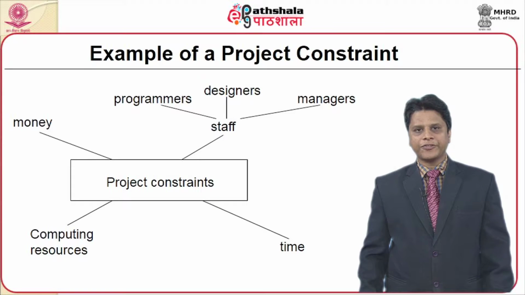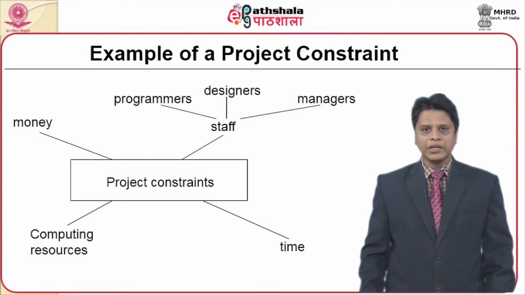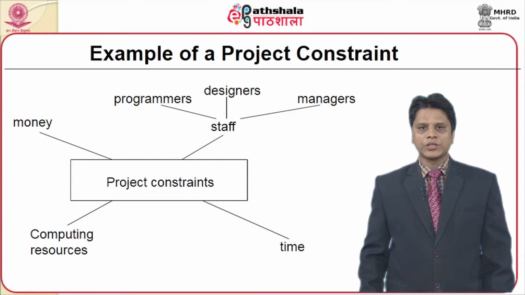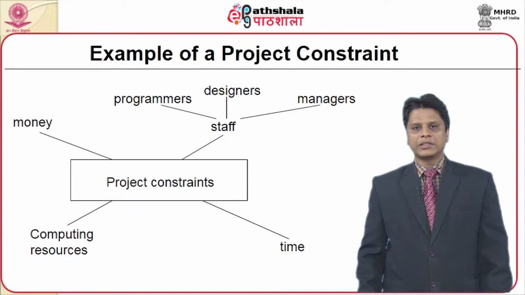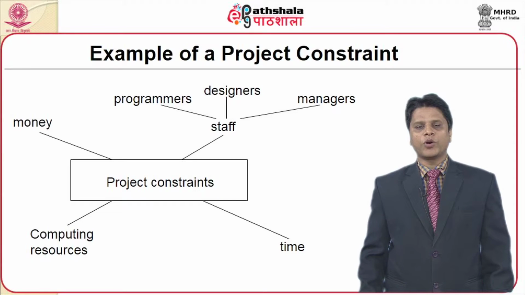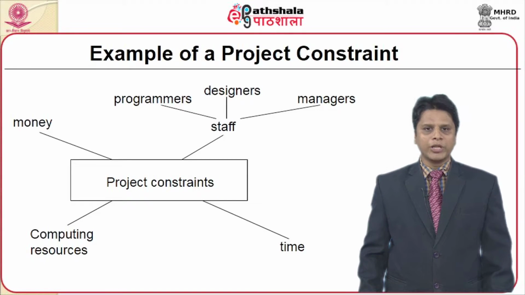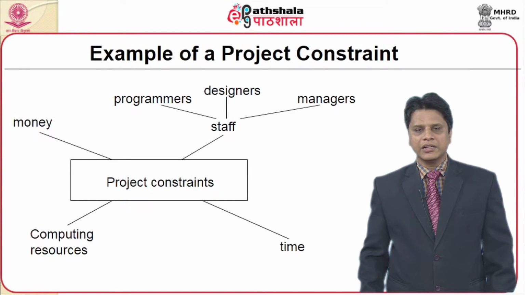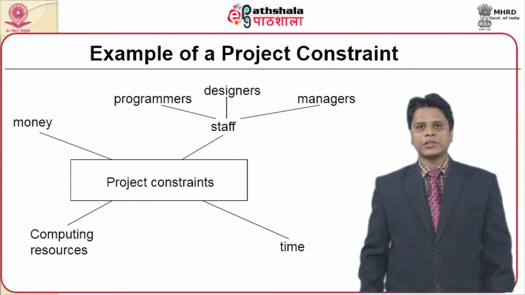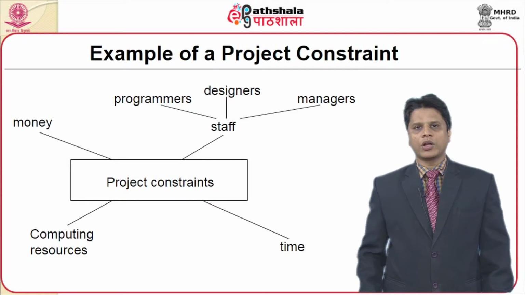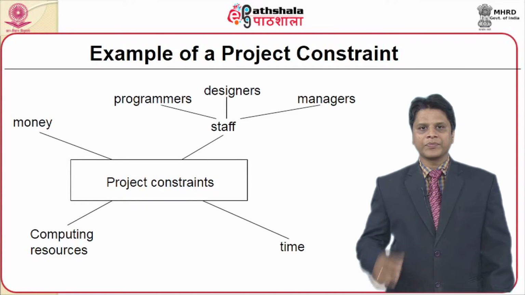Typically, looking at the different constraints of a project in turn involves four major modules. One would be the staff, the other the cost or the money, the third the computing resources and the fourth the time. If you look at the staff, there is a different hierarchy of staff who will be involved for the software. One would be the programmers, the other the designers, and the other people would be the managers, who are typically involved for custom built software or any type of generic software.